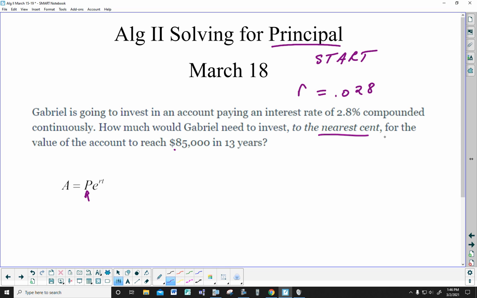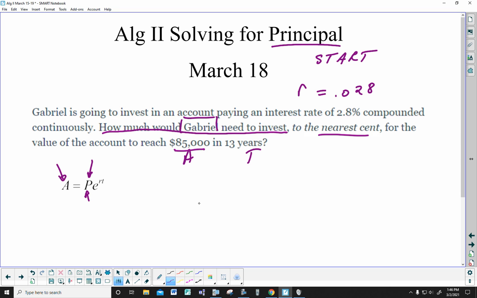It says, how much would Gabriel need to invest? That's the principal. How much would he need to invest? How much would they? I guess it could be a woman, so I shouldn't be so assuming it's a guy. How much should Gabriel invest in order to reach a value of 85,000? That's the ending amount. That's the value of A, and this is your T.